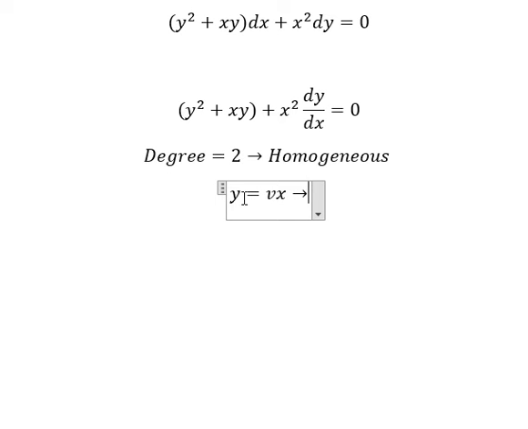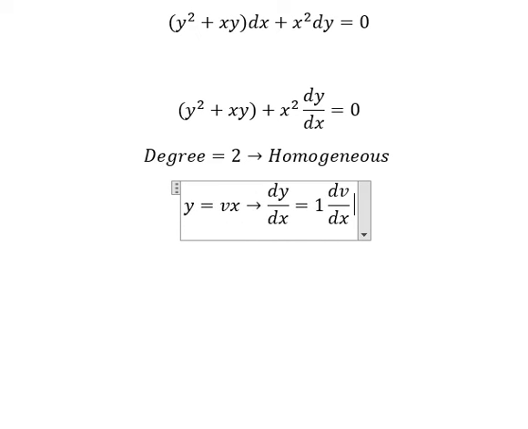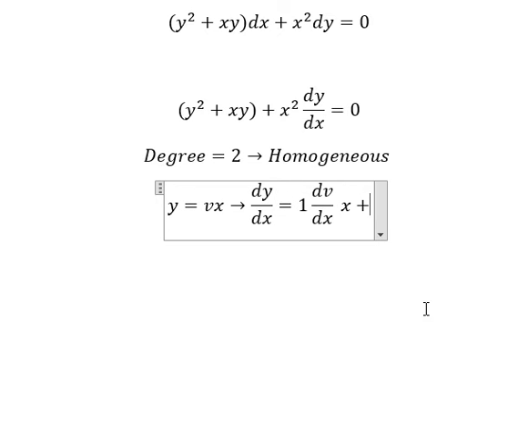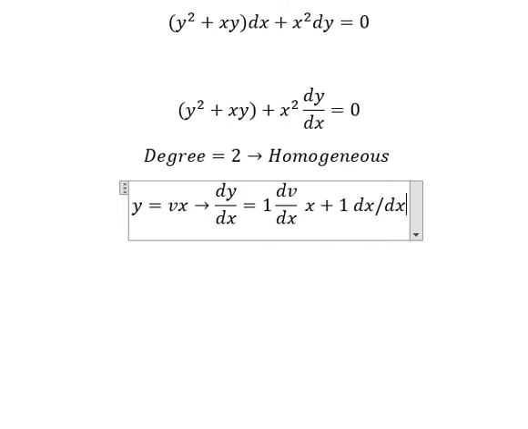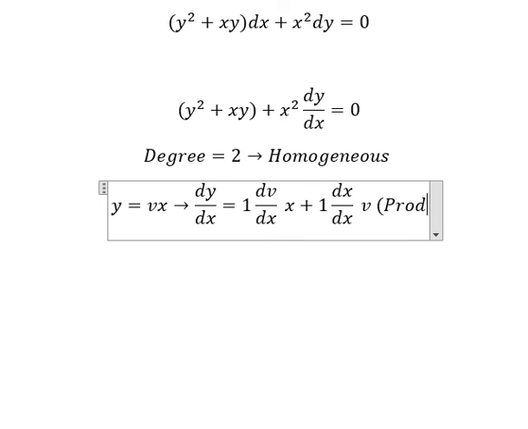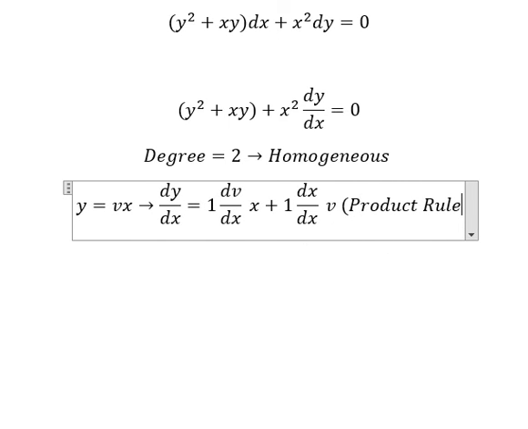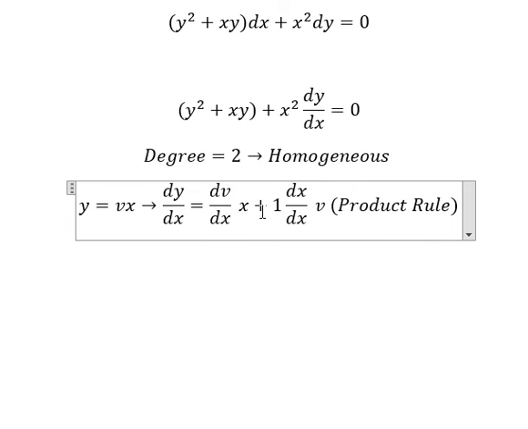Later that, we need to do first the derivative for both sides. This one, we have number 1 dv over dx multiplied by x. This one, we have number 1 dx over dx multiplied by v. This is about the product rule of the derivative. So this one we simplify.